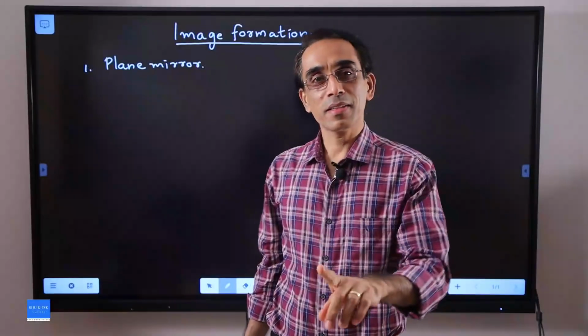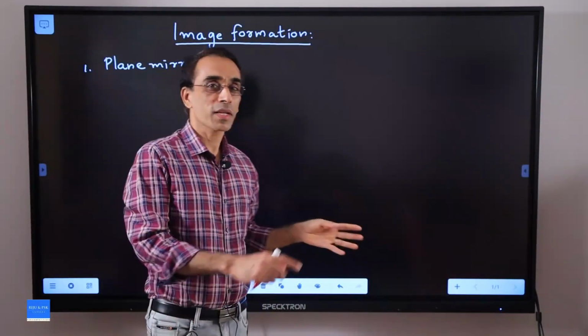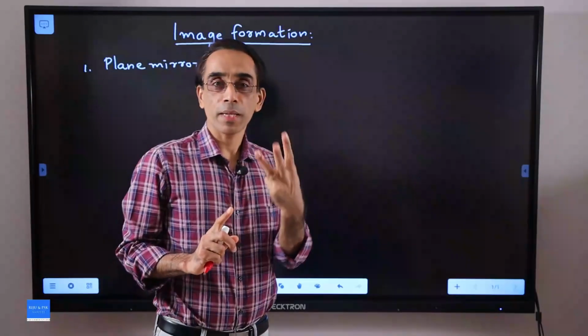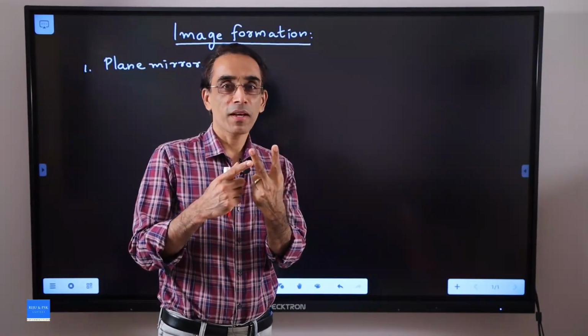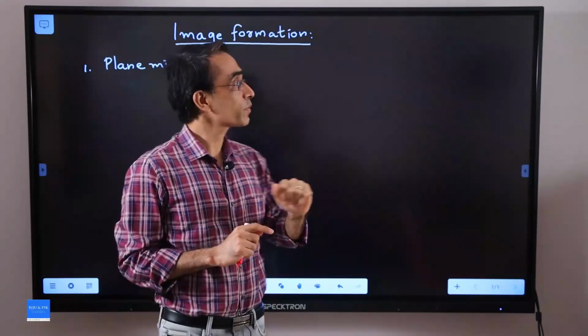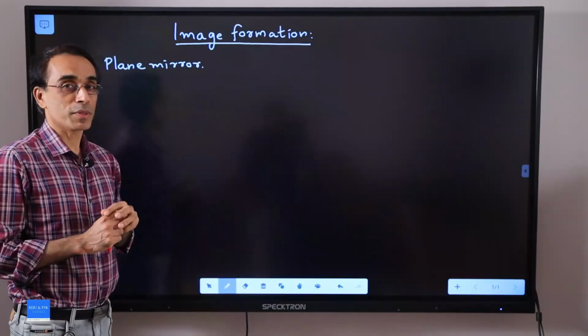Now we will discuss how images are formed in various types of mirrors. We will be dealing with the three types of mirrors: plane mirror, spherical concave and spherical convex. First one we will consider a plane mirror.